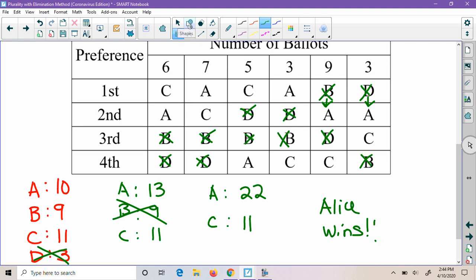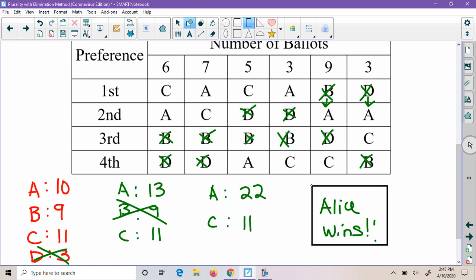That is it for this method. Pretty quick method, not much to it. You're just always eliminating the lowest and giving their votes to the next place person in line.